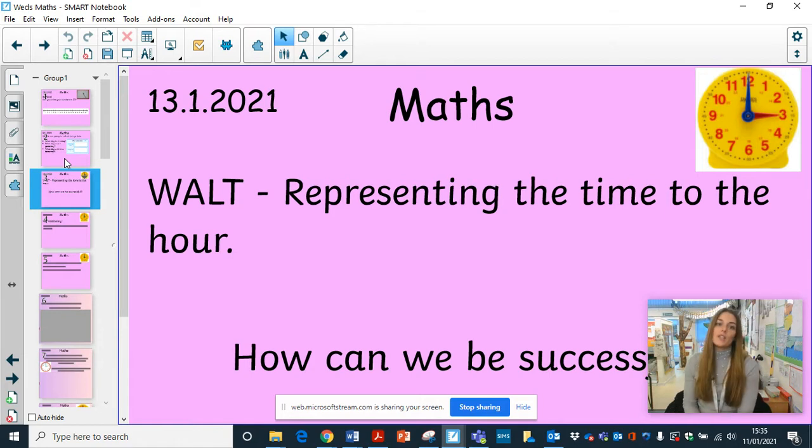What we are learning to do today is represent the time to the hour. So how can we be successful? When we say represent, it means to show the time, to make the time. And to the hour means o'clock. So if you can draw the hands on a clock or show the time to the hour.